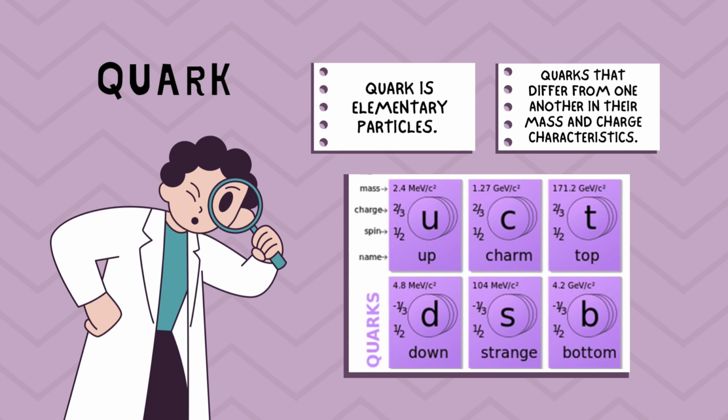What are quarks? Quarks are elementary particles. There are 6 types or 6 flavors of quarks that differ from one another in their mass and charge characteristics. As we can see, we have up quark, charm quark, top quark, down quark, strange quark, and bottom quark. Each of them has different mass and different charge.